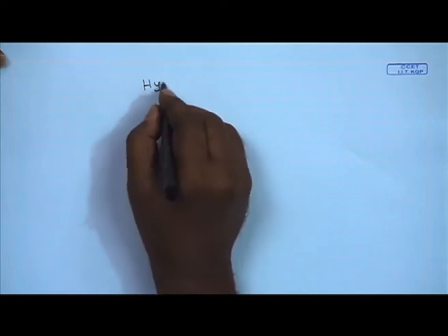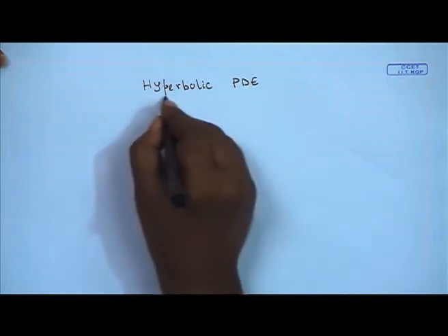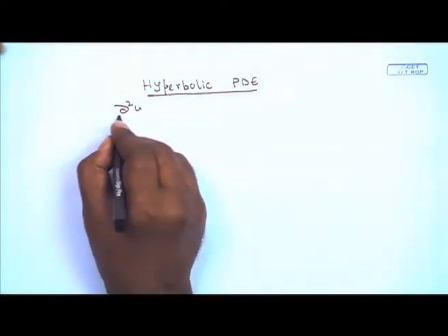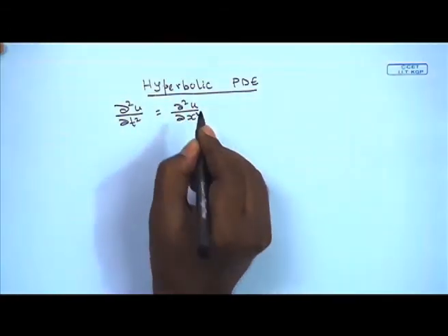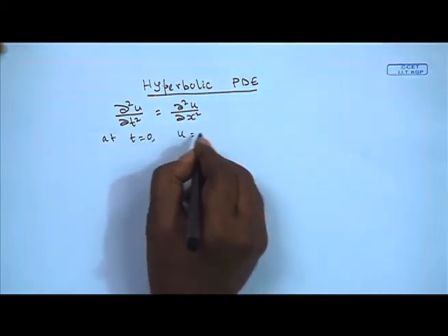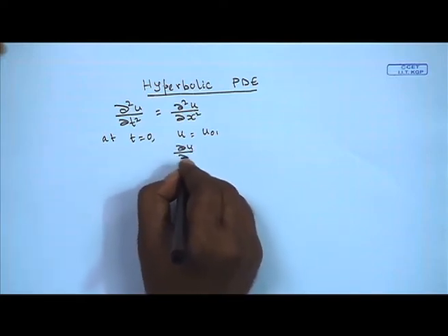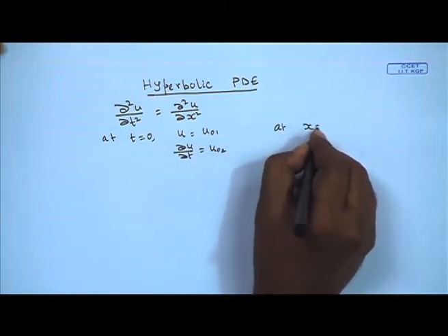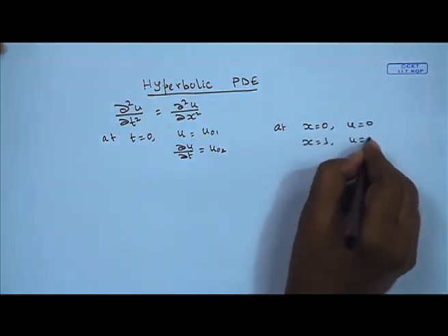Let's look into the hyperbolic partial differential equation. So we will be solving the problem del square u del t square is equal to del square u del x square, and at t is equal to 0, u is equal to u naught 1, and at t is equal to 0, del u del t is equal to, let us say, u naught 2, and the boundary conditions are at x is equal to 0, u is equal to 0, and at x is equal to 1, u is equal to 0.